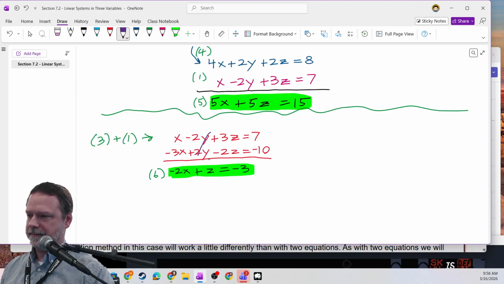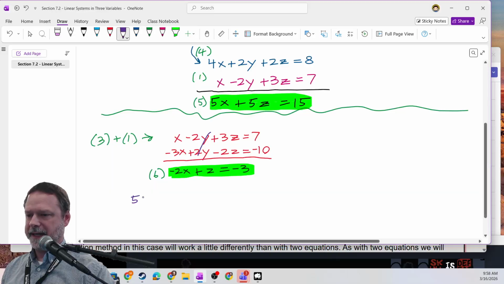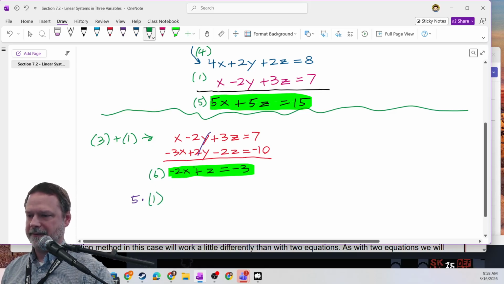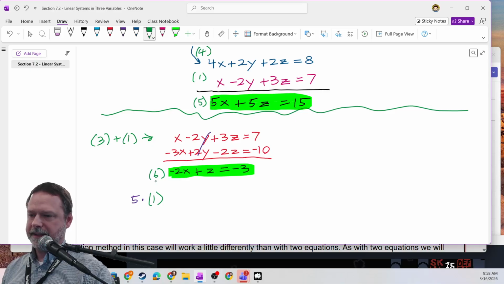You know what I'm going to do? I'm just going to multiply this times 5. So what's 5 times equation 6? And I'm going to keep canceling things out. So now I got 2 equations, 2 unknowns. I need 1 equation, 1 unknown. So let's multiply equation 6 by 5. Sorry about this. And I'll get another equation.